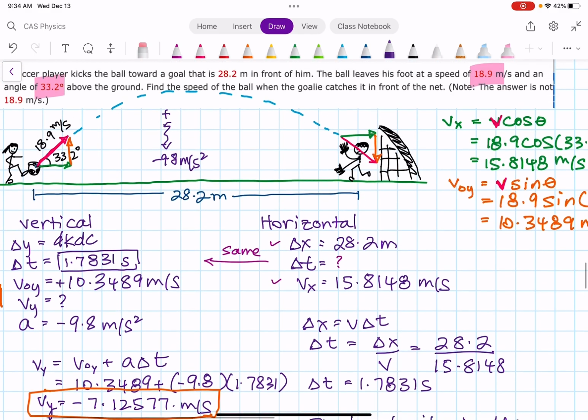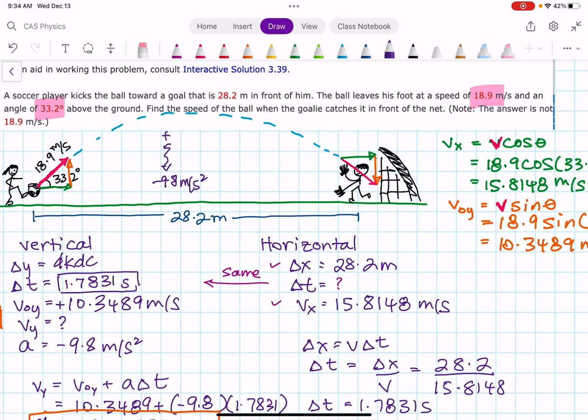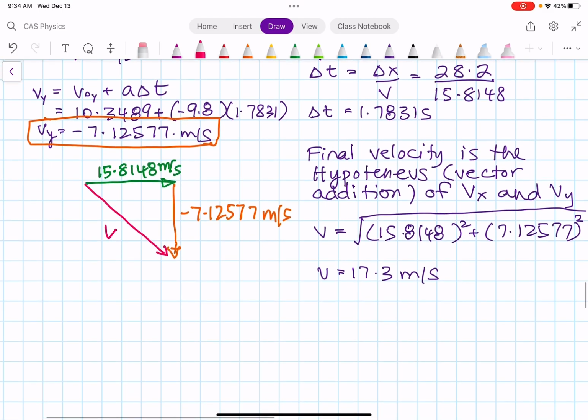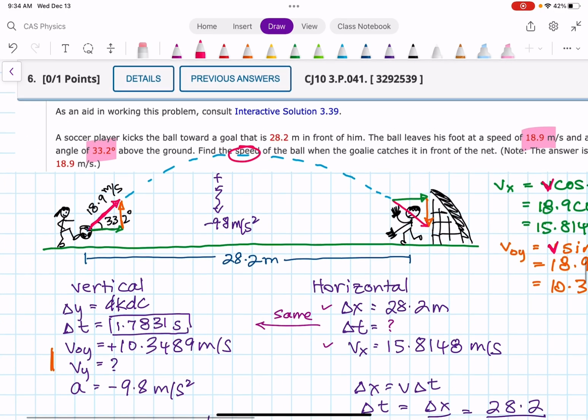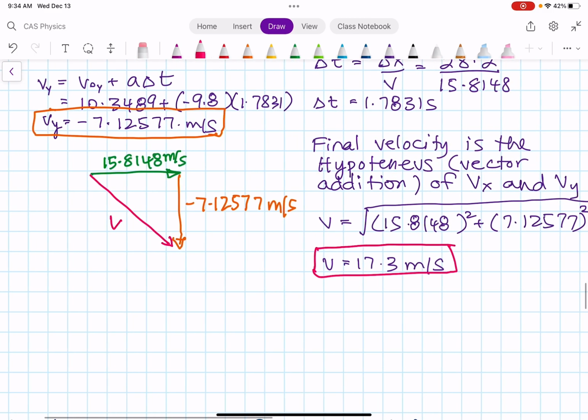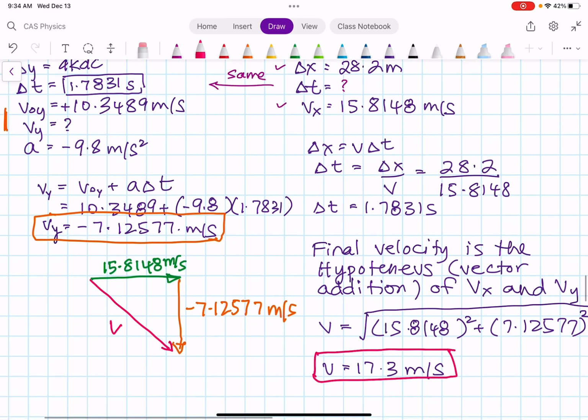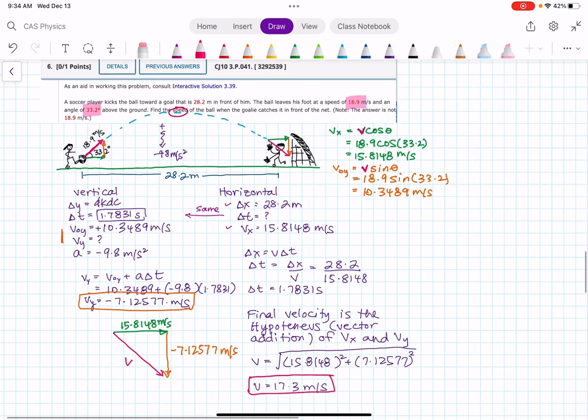If you go back to the original question, it just says find the speed. So I don't know about the angle, and I don't care. If it had asked me to find the velocity, I would need to know the angle below the horizontal. But as it is, this answer is good enough. 17.3 meters per second. Did I get that right? Oh, I didn't put the answer, but I think it's right. So if you got it wrong when you did it, maybe you only put in the component, I'm not sure, but that is the answer.